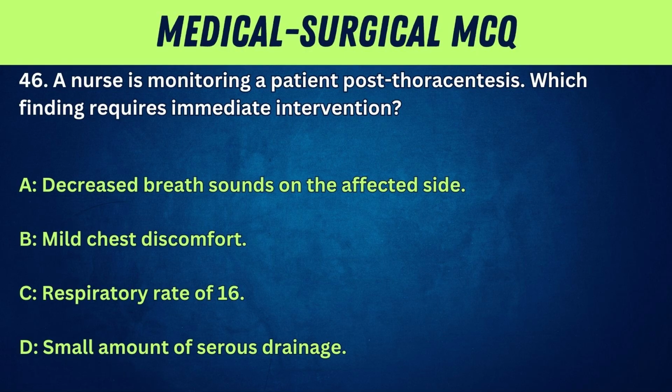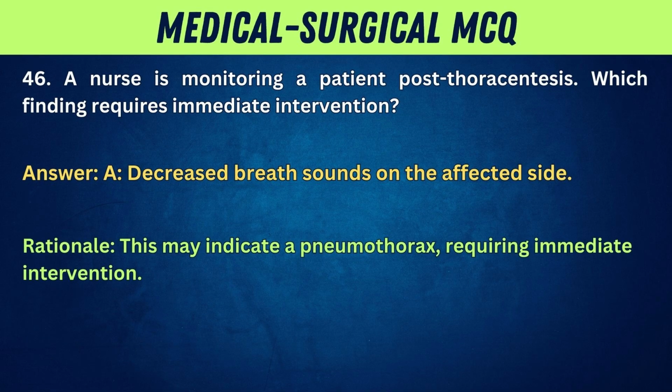46. A nurse is monitoring a patient post-thoracentesis. Which finding requires immediate intervention? A. Decreased breath sounds on the affected side. B. Mild chest discomfort. C. Respiratory rate of 16. D. Small amount of serous drainage. Answer: A. Decreased breath sounds on the affected side. Rationale: this may indicate a pneumothorax, requiring immediate intervention.